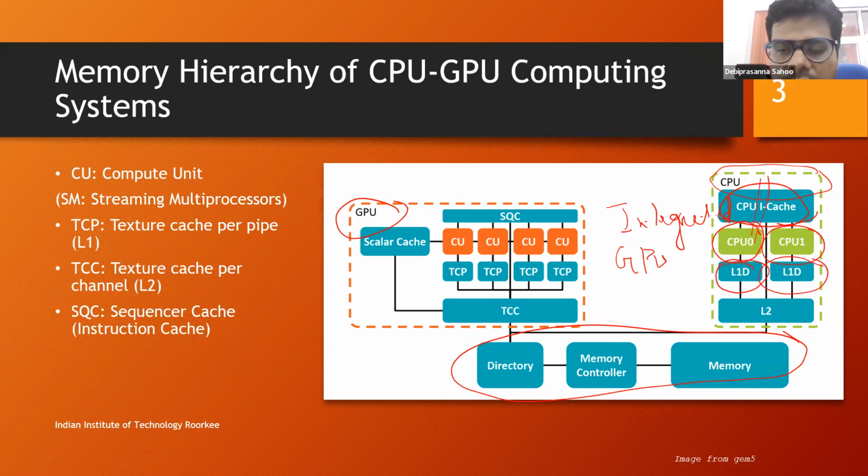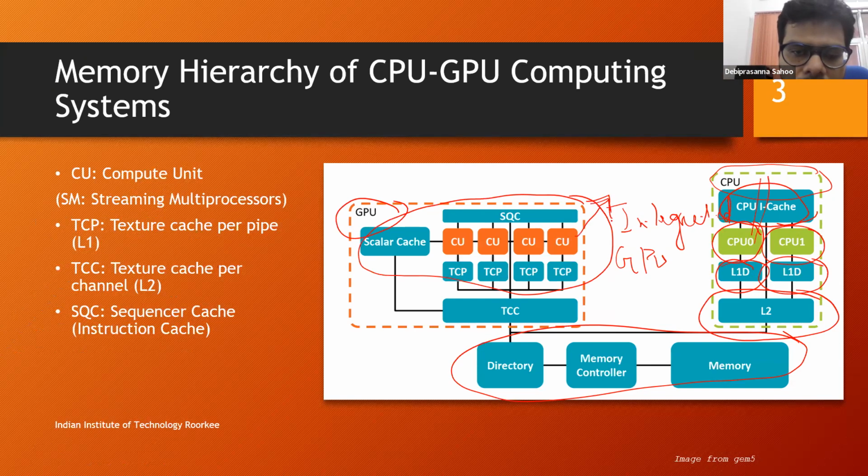The instruction cache is also partitioned. And they have an L2 cache, which is typically shared between the instruction and data cache. But in this diagram, we are seeing that it's shared among the CPUs. Typically, the L3 cache is shared across all the CPUs. Similarly, on the GPU side, we have different compute units. These are called compute units or streaming multiprocessors. Compute unit is the terminology used for Intel and AMD GPUs, and streaming multiprocessor is the terminology used for NVIDIA GPUs. They are the major processing elements on the GPU.